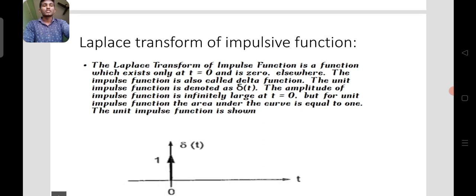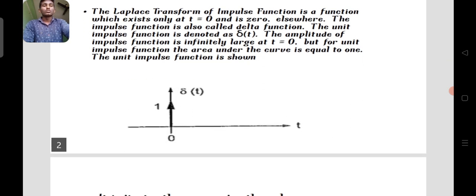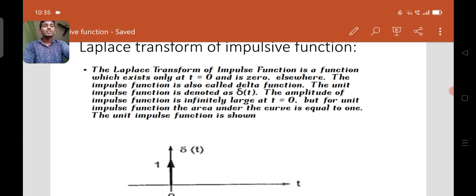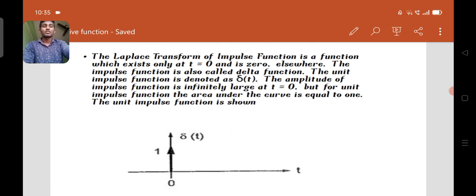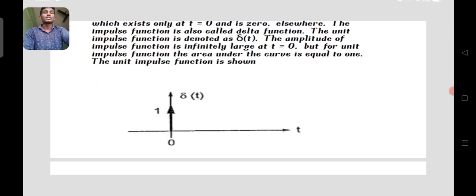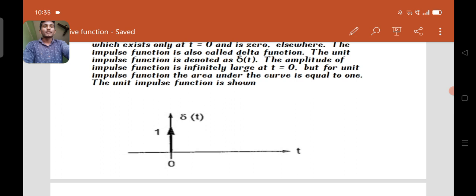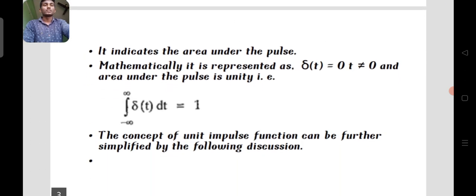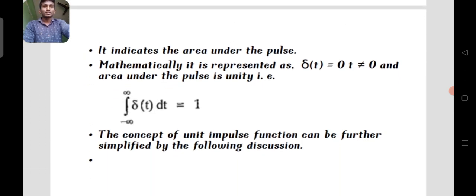The unit impulsive function is shown in this graph. When t equals 0, the impulsive function is large, and delta of t is 0 when t is not equal to 0, and we get the area equal to 1. This graph denotes the delta of t function, where the area under the curve is equal to 1. It indicates the area under the pulse.